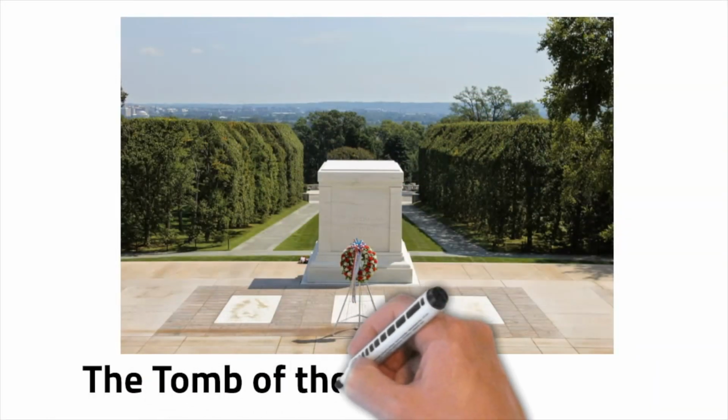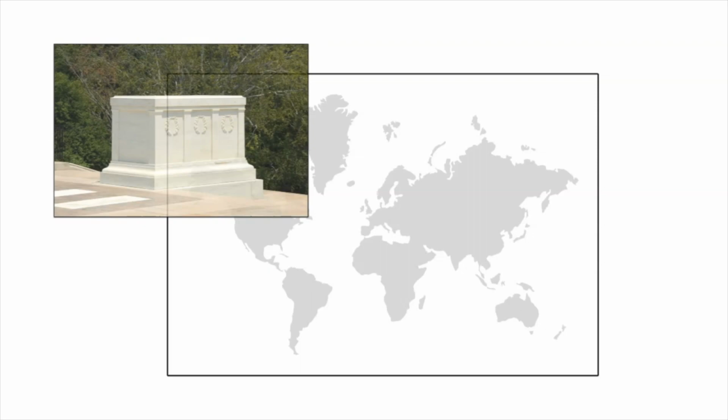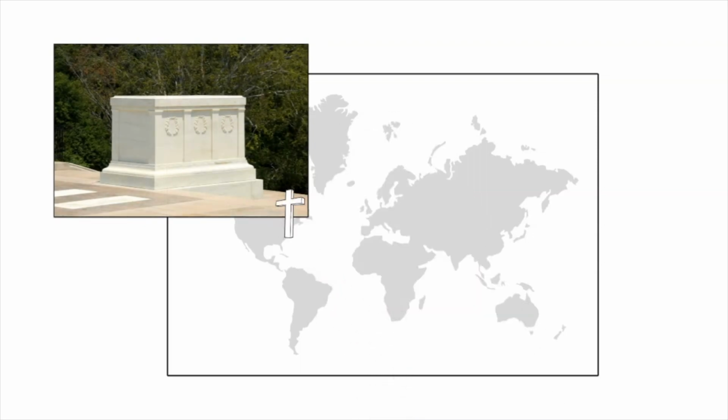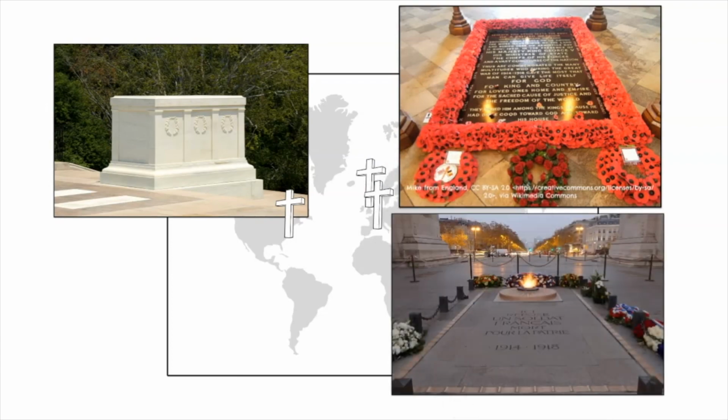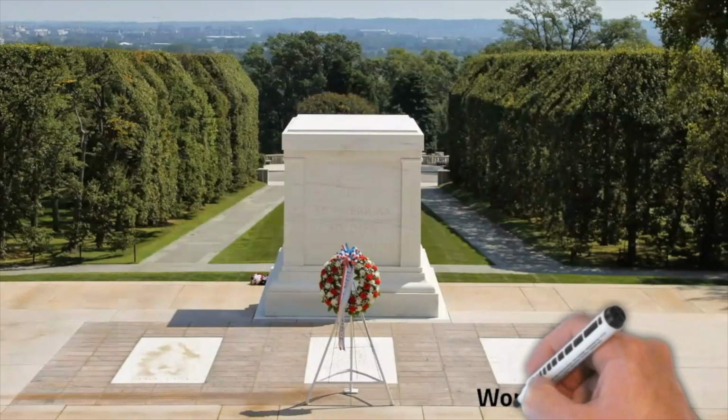The Tomb of the Unknown Soldier is a monument dedicated to American service members who have died without being identified. The tomb was established on November 11, 1921 and is located at Arlington National Cemetery in Virginia. On that same day more than 100 years ago, similar ceremonies took place in England and France to honor their own unknown soldiers.